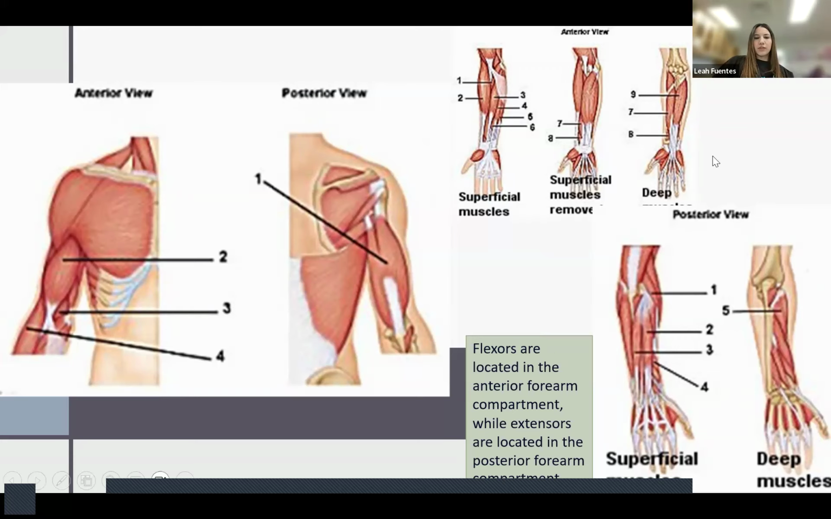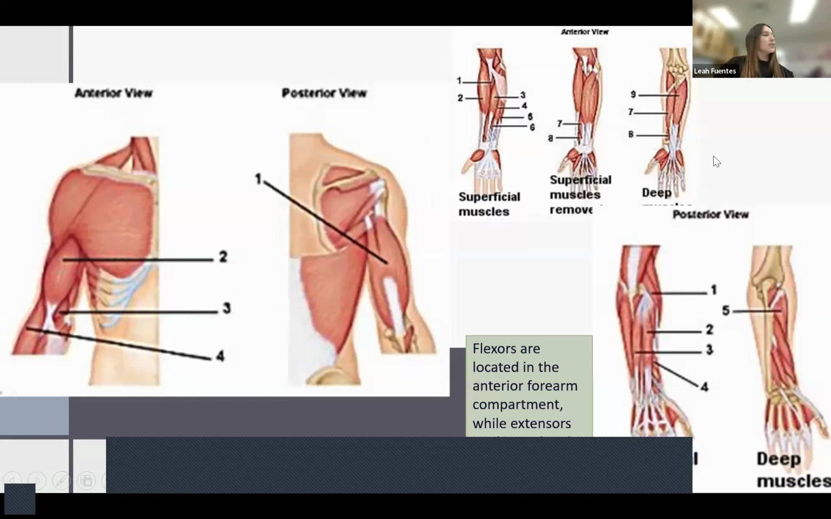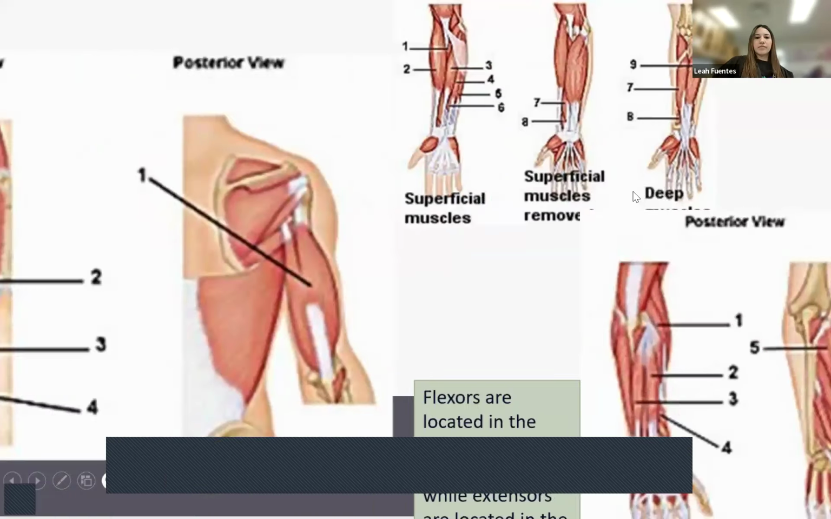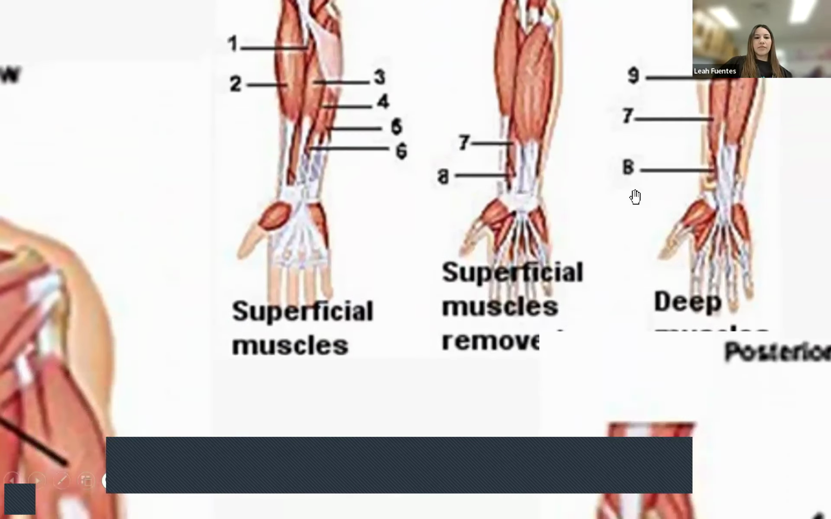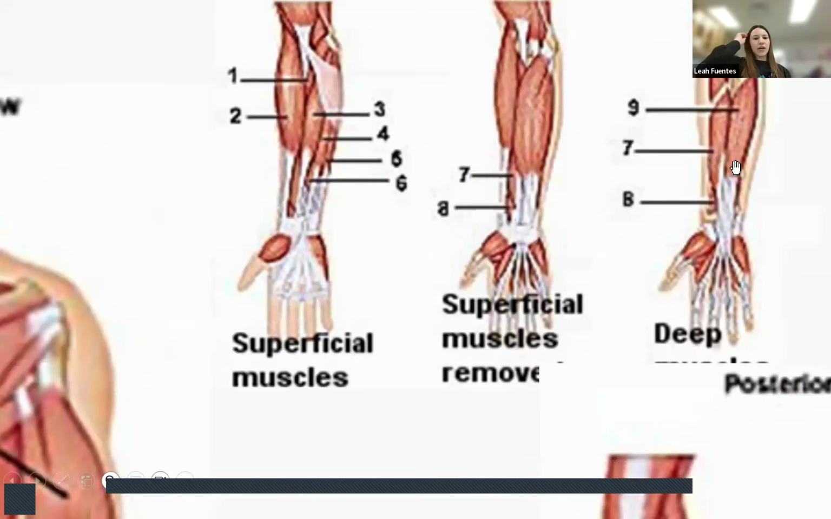Okay, what image do I want to look at? Okay, so we're moving down to our forearm. Again, we already kind of talked about some of these. Specifically, we talked about this one right here. This one was going to be our brachioradialis because it's going towards our radius.